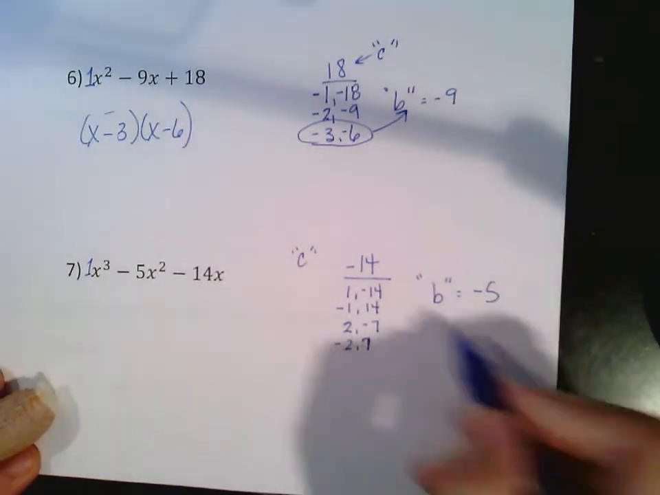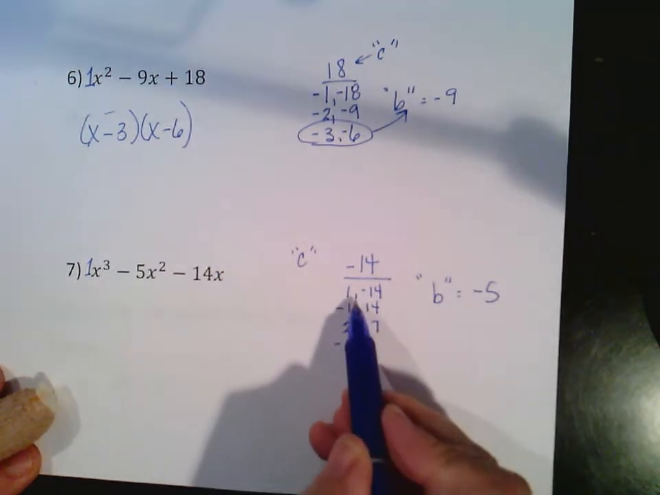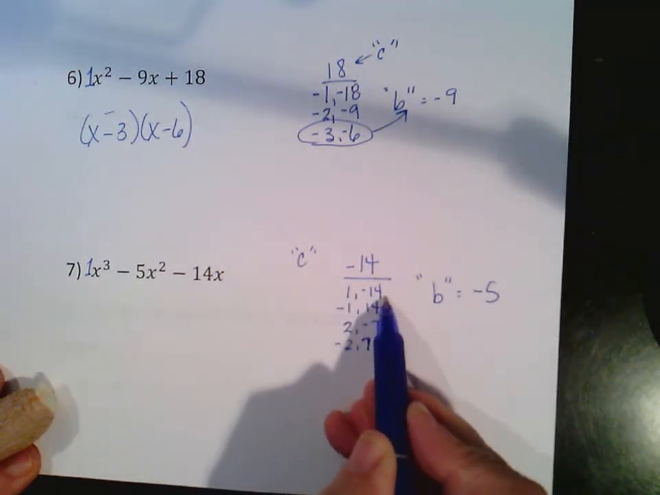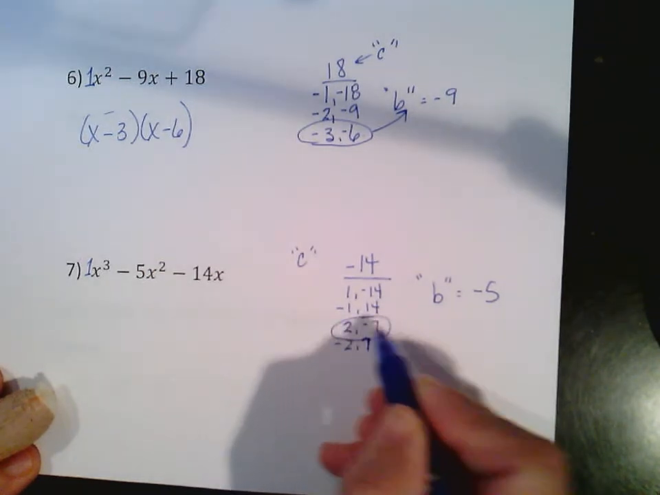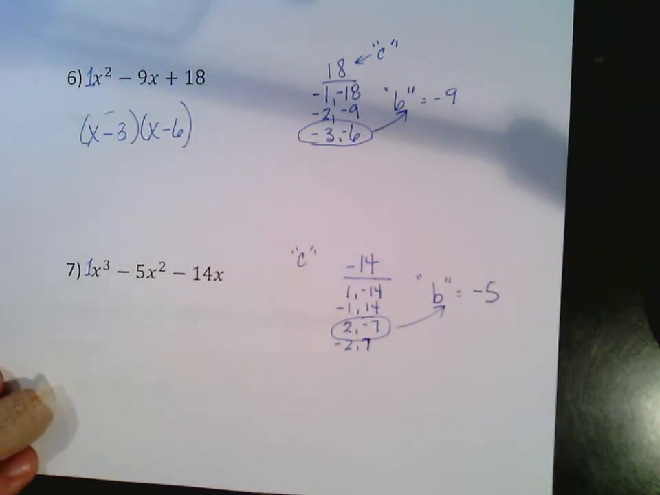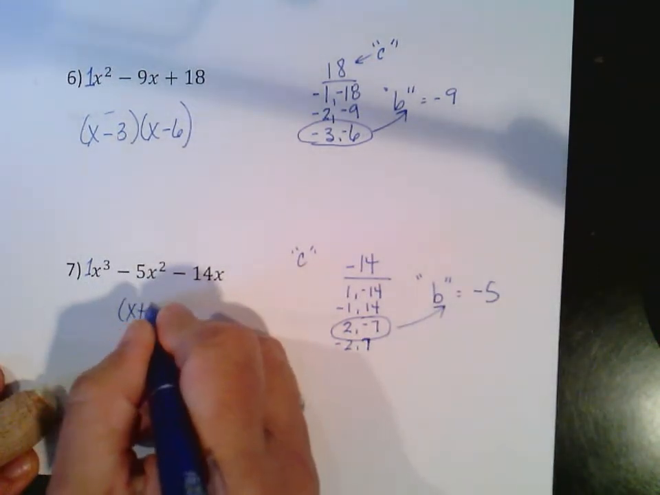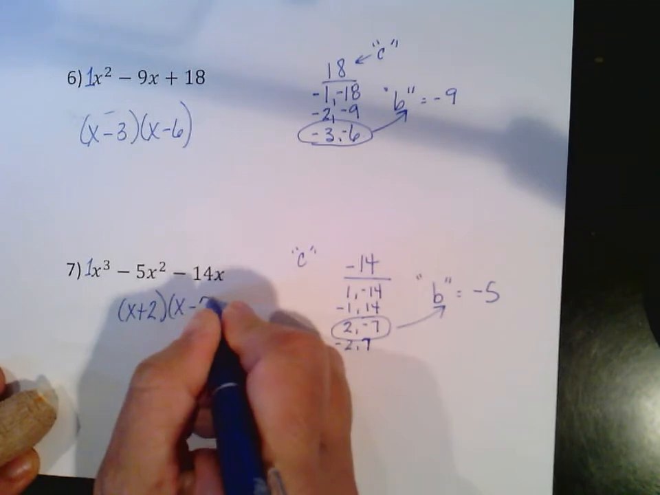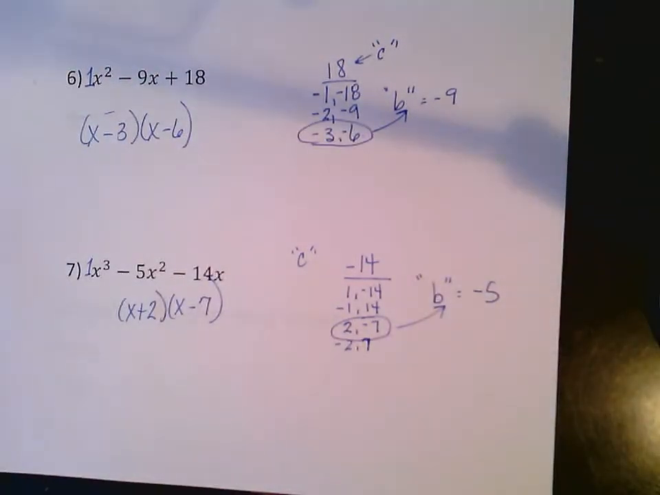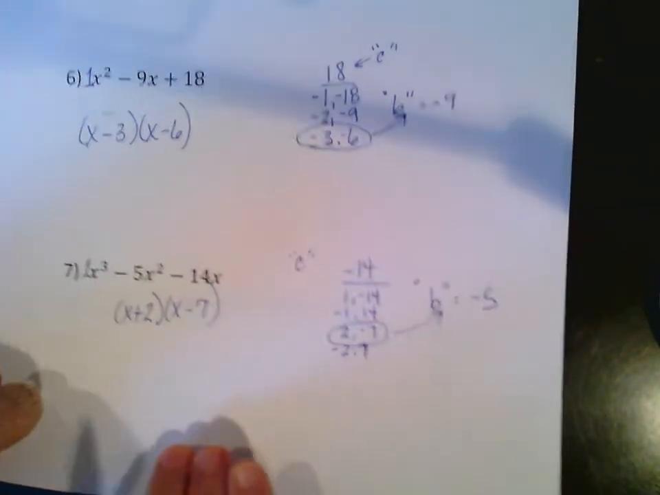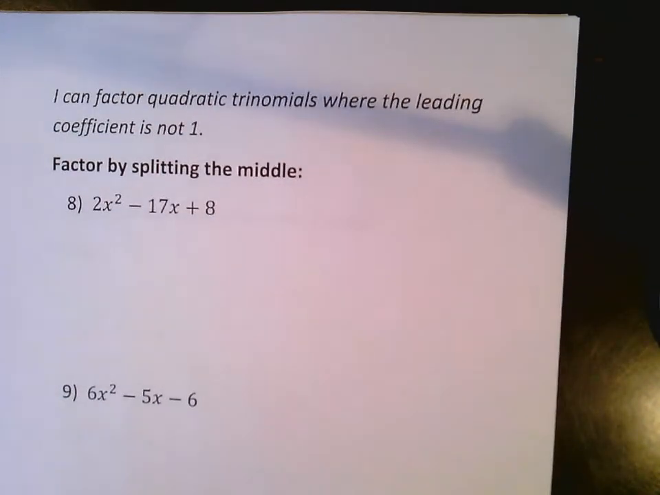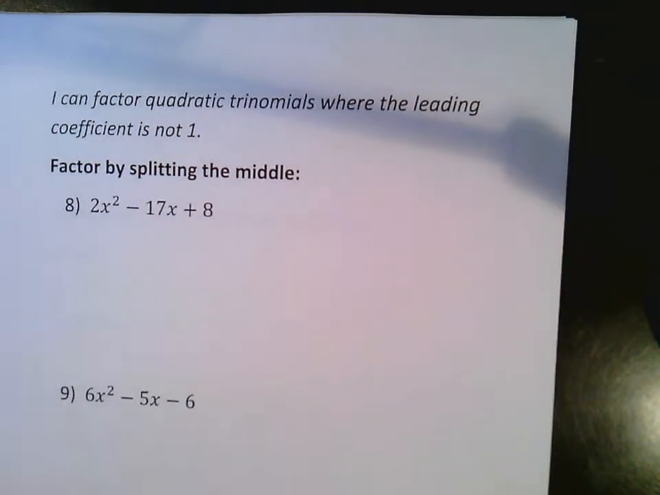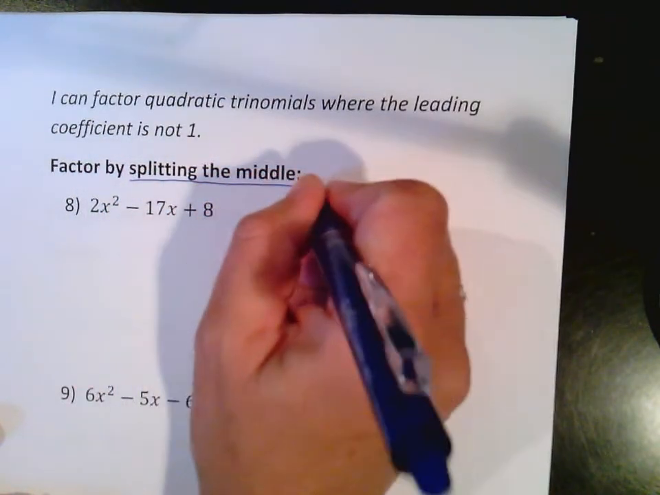And then I want to look at which ones add to be negative 5. 1 and negative 14 is negative 13. Negative 1 and 14 is positive 13. This one, 2 and negative 7, those add to be negative 5, so those would be the two numbers I use. So I have x plus 2 and x minus 7. And so we can go straight to those answers when my leading coefficient is 1. When your leading coefficient is not 1, when I have a number other than 1 in front of my x squared, that's when we've got to split the middle.